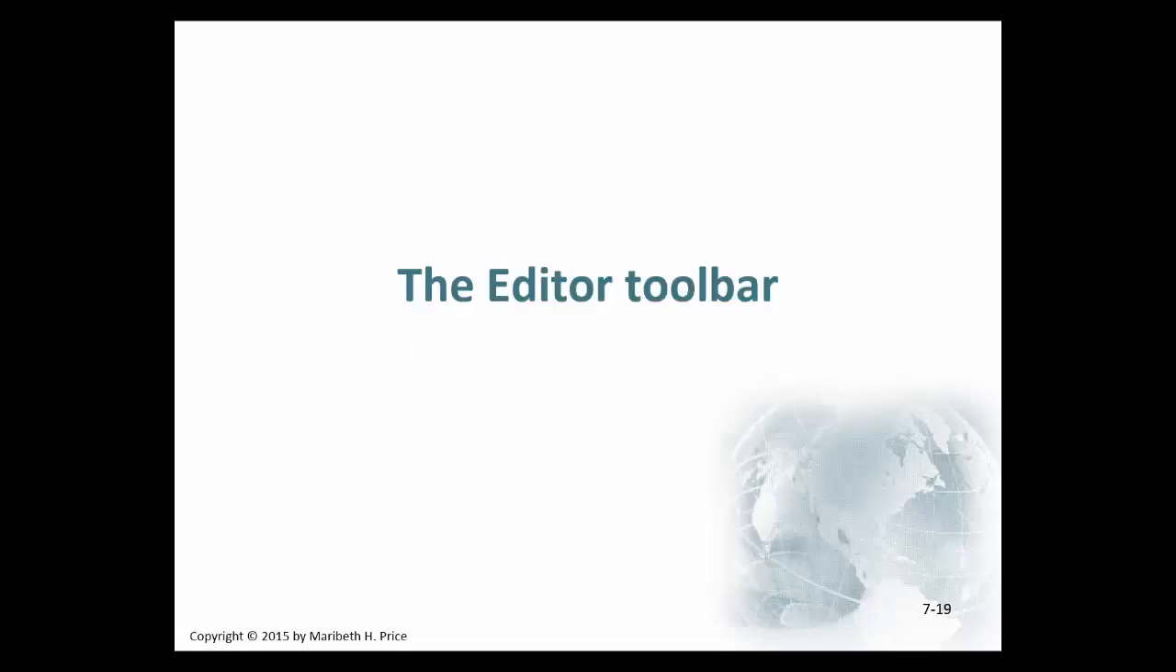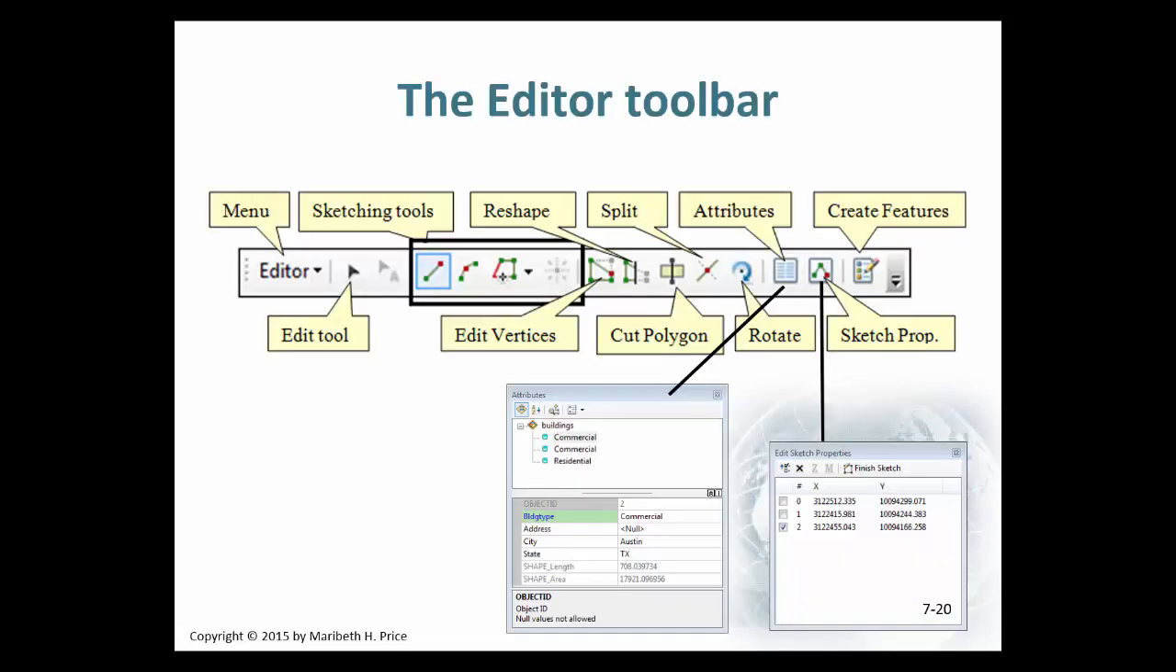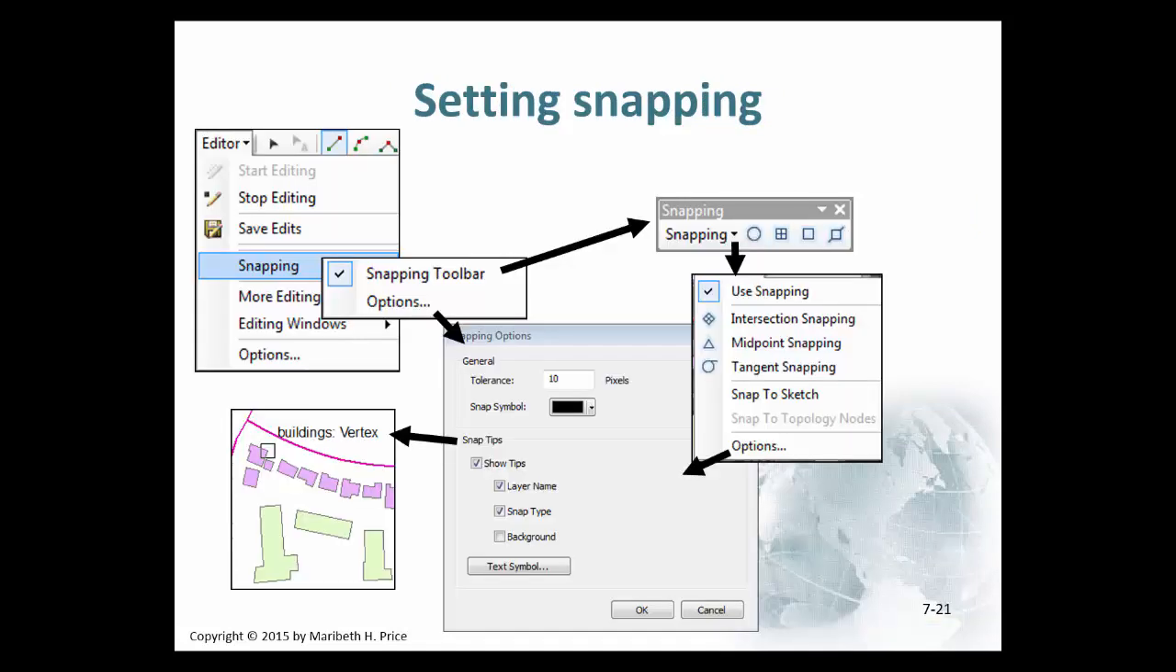The Editor toolbar is how you start an editing session. Right-click on any toolbar button and select the Editor toolbar to display it. Take a few minutes to get familiar with the Editor toolbar. You can hover over the tools to see the tooltip display. The snap settings are adjusted from the Editor toolbar. You can display the snapping toolbar and make adjustments in the tolerances and the tip settings.